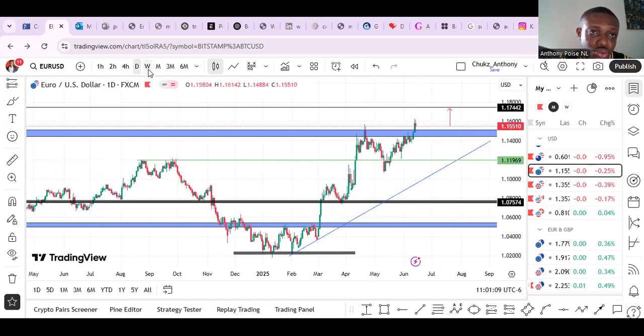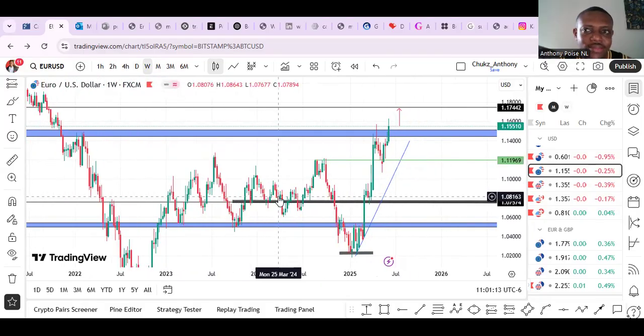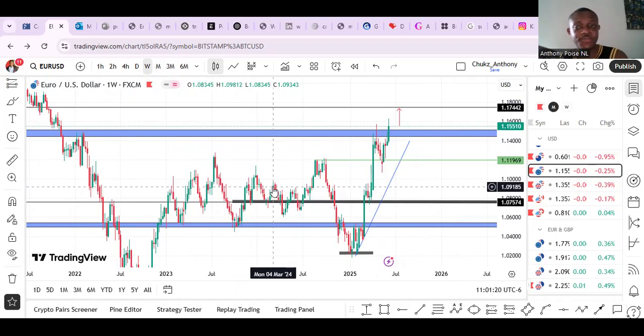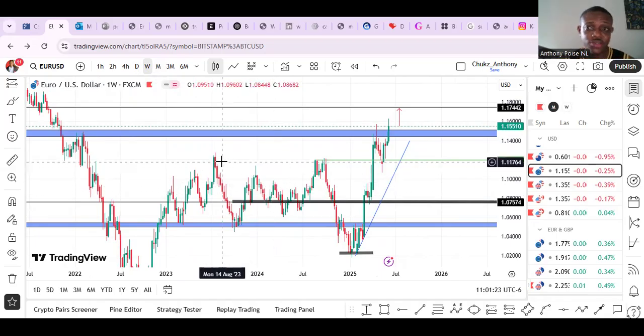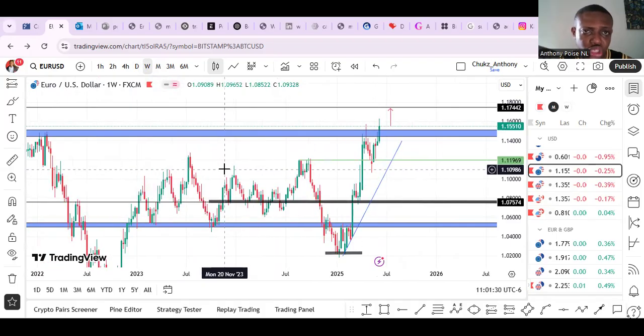These blue zones, for me, are my major levels, and I've drawn them since last year, 2024 if I'm not mistaken. I don't delete major zones because I know these guys are OGs and they hold enough information in the market, so there's no need deleting them. But minor levels, I delete so that my chart is clean.